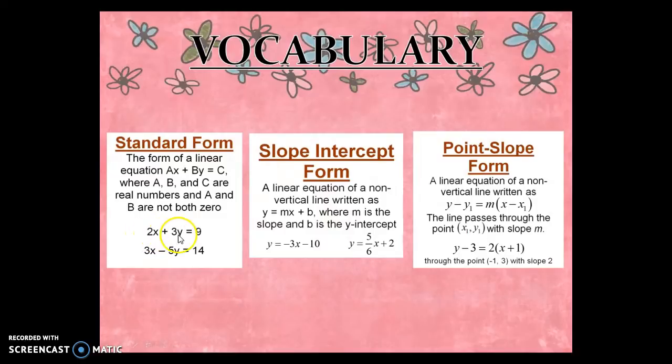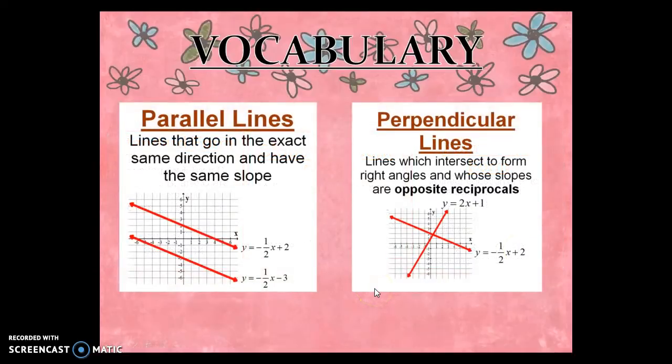Standard form, ax plus by equals c. Slope-intercept form, y equals mx plus b. Point-slope form, y minus y1 equals m times x minus x1. Parallel lines have the same exact slope but never ever touch. Perpendicular lines cross at a 90-degree angle, and their slopes are opposite reciprocals.